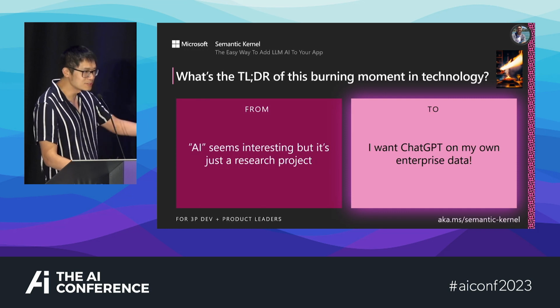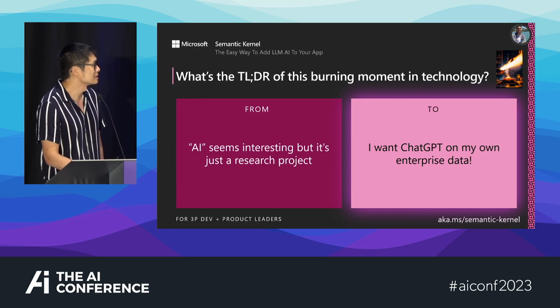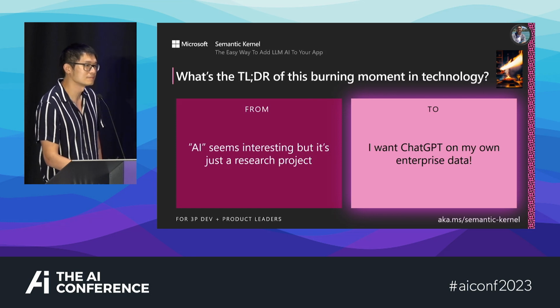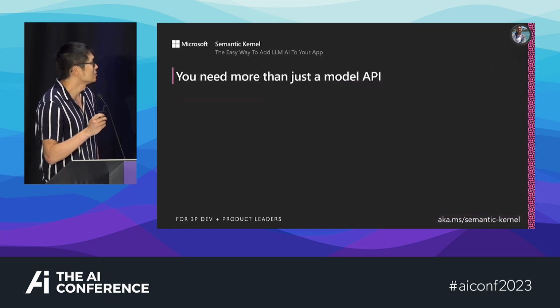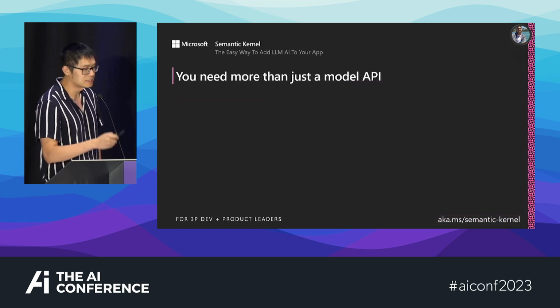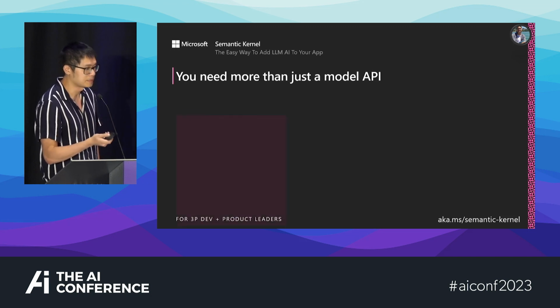So the number one use case that we're hearing, that I'm sure you all are experiencing, is you want to be able to have that ChatGPT-like experience on your own data. So how do you do that? Well, one of the opinions that we have is that you need more than just a model API.